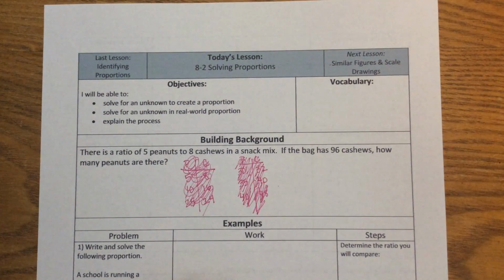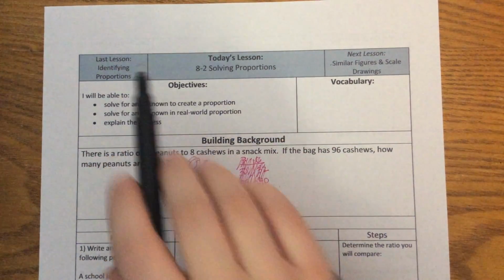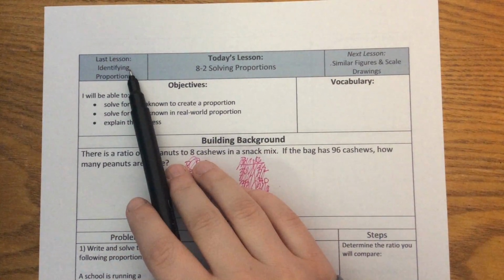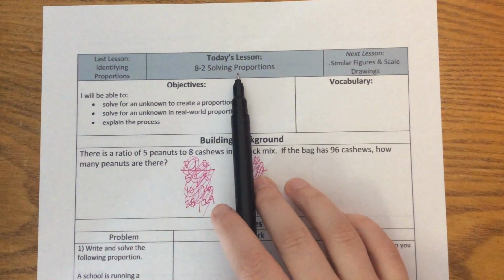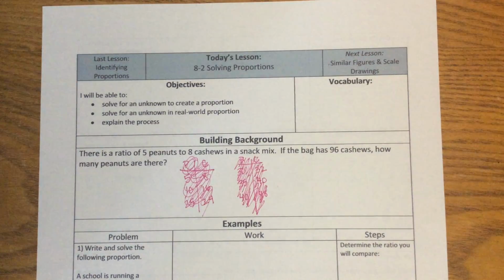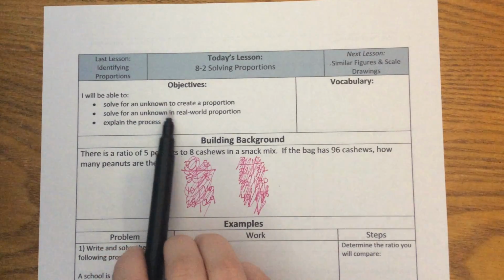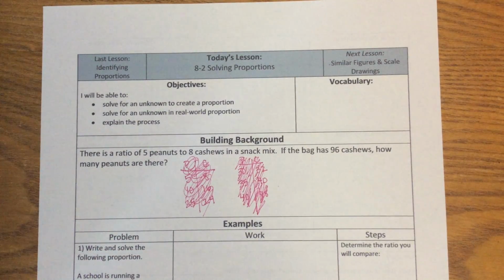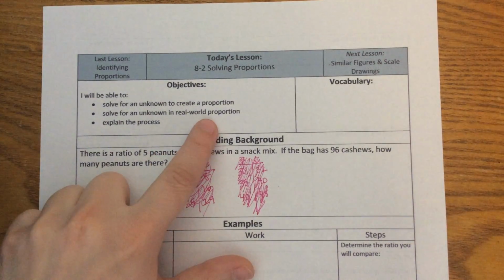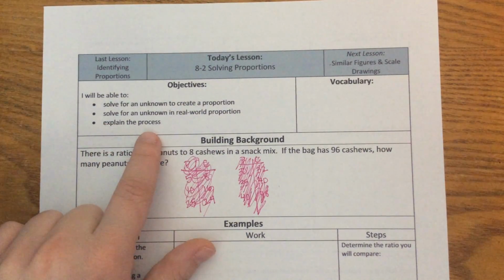Alright, welcome to 8.2, solving proportions. We just did identifying if it is a proportion or not, so making sure that they're equal. Now we're going to find a missing part to make sure that they are equal. And then we have similar figures and scale drawings next, which involves lots of proportions. So, first thing we're going to be able to do is solve for an unknown to create a proportion, solve for an unknown in a real-world problem, or real-world proportion, and explain the process, okay?